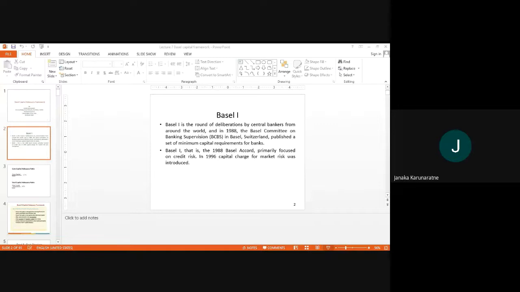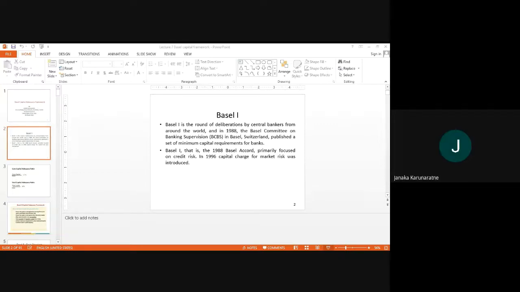How much capital you need? You have two ratios, core capital and total capital. How much core capital you need? How much total capital you need? It's 4 million as per the Basel I for the core capital and 8 million for the total capital.